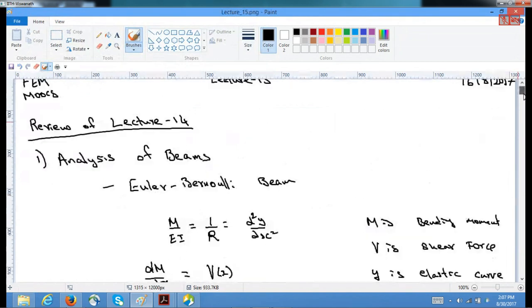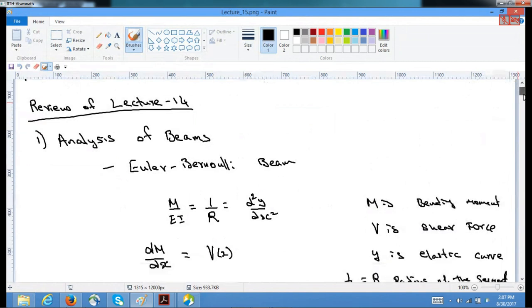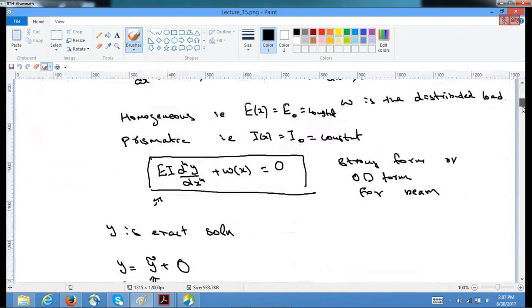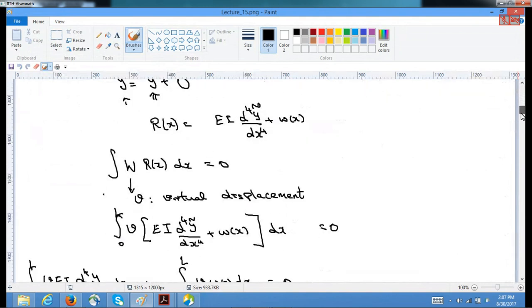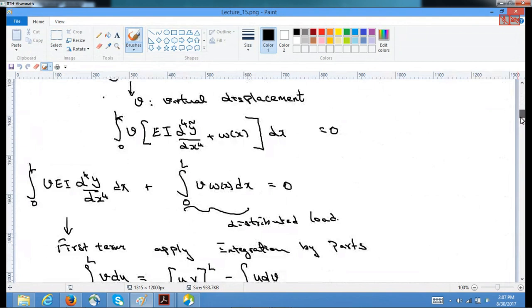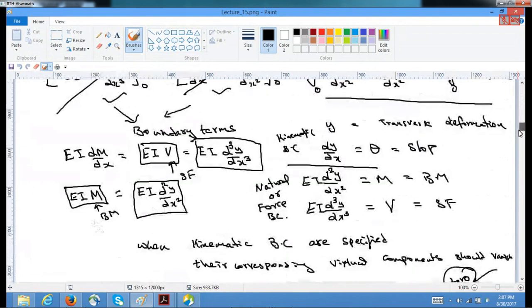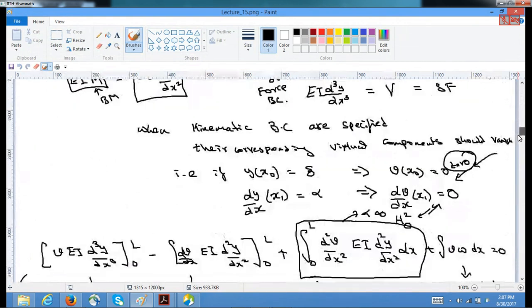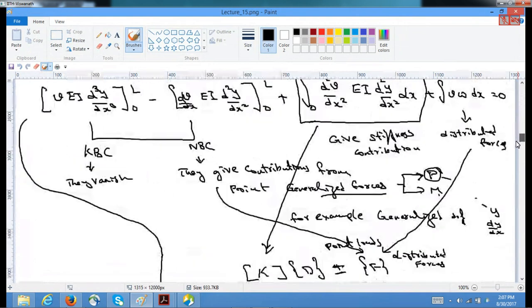So we were studying from lecture 14, the analysis of beams. We started with the Euler-Bernoulli beam. We derived its strong form. Then we used the method of weighted residuals and converted it into the weak form. Once we converted into the weak form, we also identified our natural boundary conditions, kinematic boundary conditions, and others.